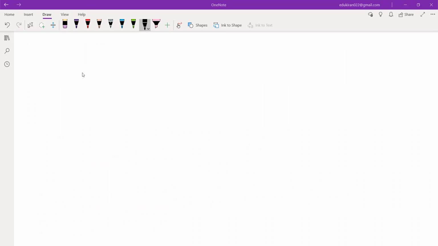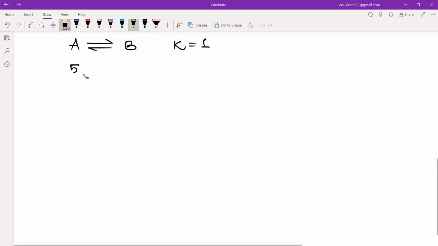Okay, I have A and it is giving me B, and these are in equilibrium. Let us say that K here is equal to 1. Now, initially, let us say we have 5 moles of A and 5 moles of B. So tell me, guys, will there be any change if I have this condition? No, sir. There will be no change, right?